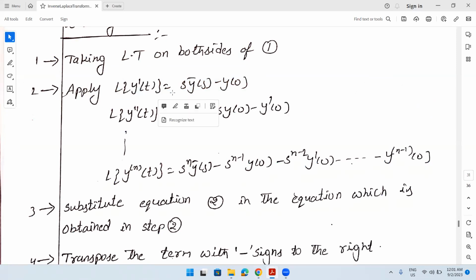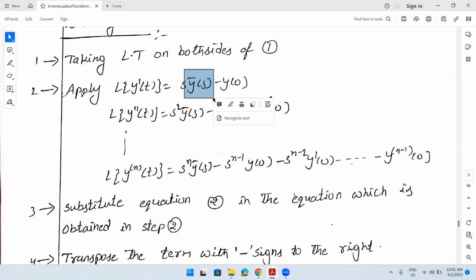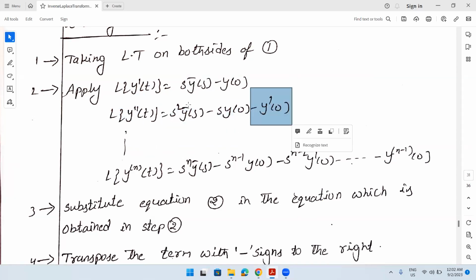Now here L of y dash is nothing but s into y bar of s, or L of y of t also we can write. L of y dash of t is nothing but s y bar of s minus y of 0. L of y double dash of t is s square y bar of s minus s into y of 0 minus y dash of 0. Here only the first term is positive, the remaining are all negative.